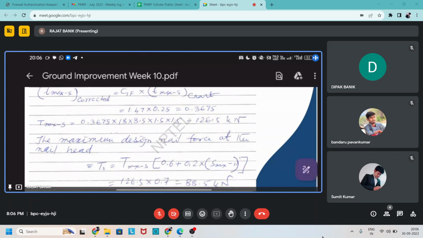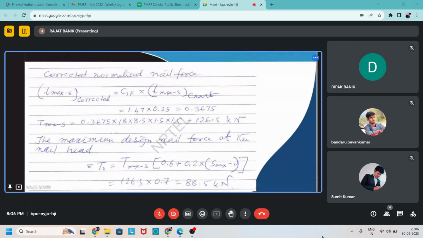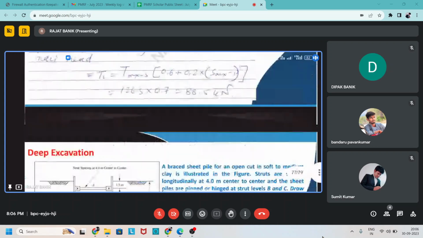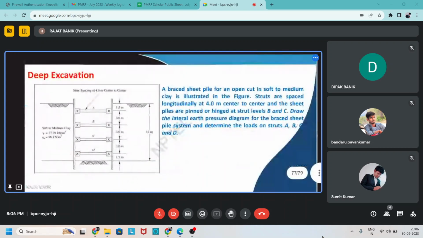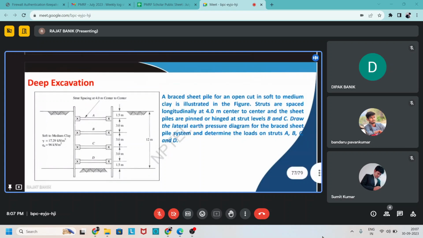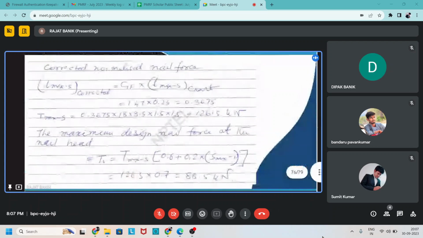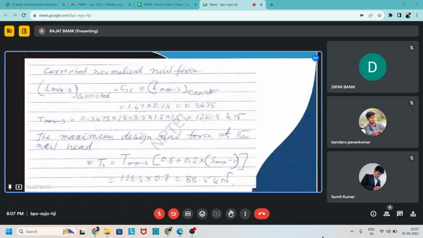Now there is one deep excavation example given here, which is not required for your exam purpose. So now we close here.